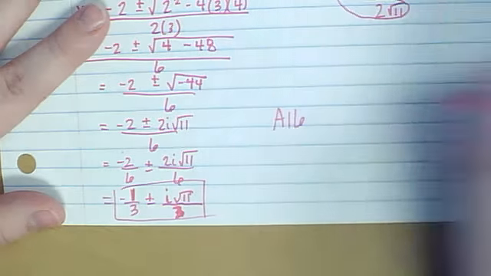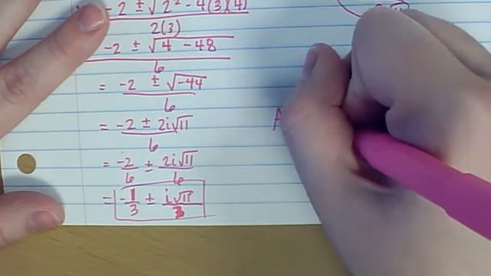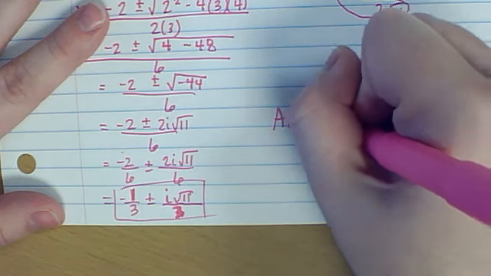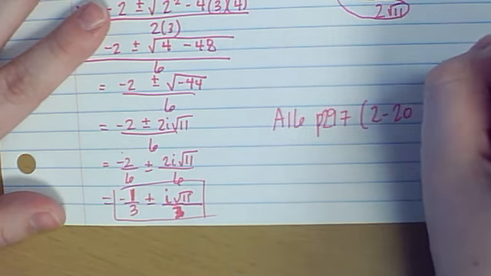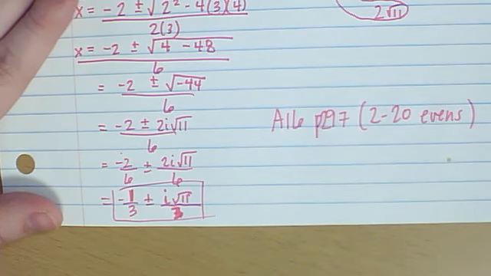Alright, so that's the quadratic formula. The assignment for this is A16, page 297, 2 through 20 evens. Please let me know if you have any questions, and good luck.